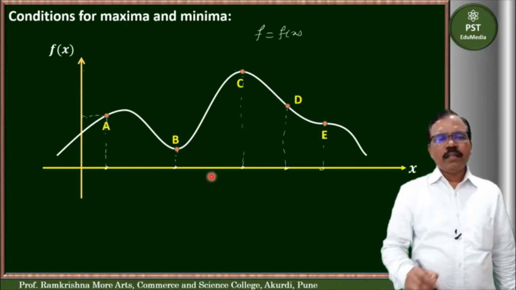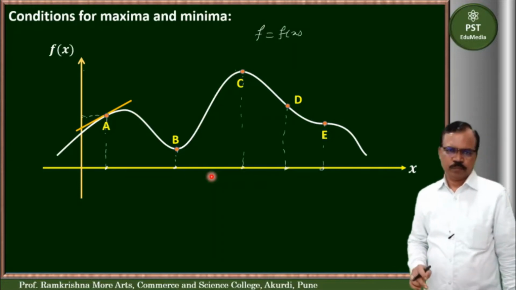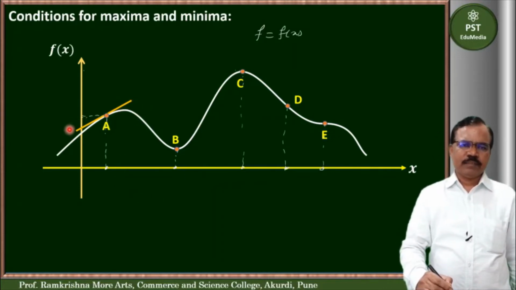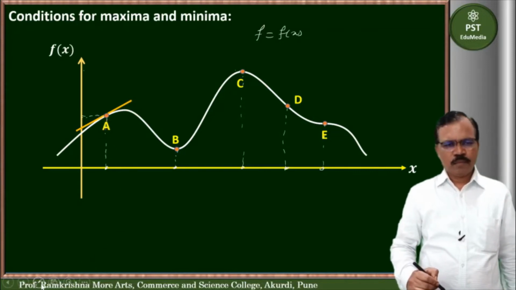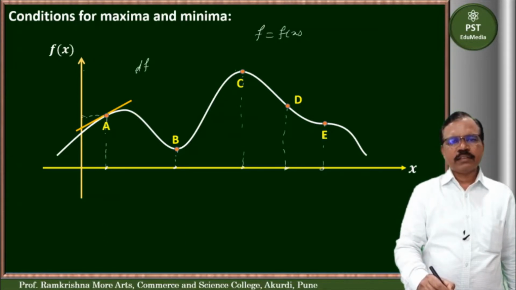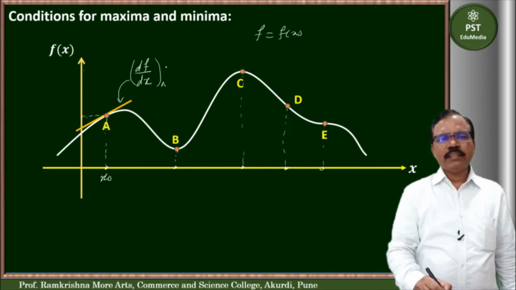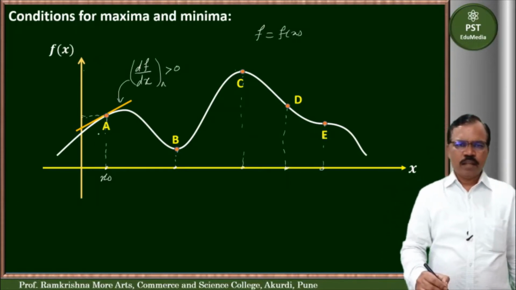Now let us take point A and draw a tangent at that point. Now if we see, the tangent is a straight line, and at point A the tangent has some slope. So what is that slope? If we take df by dx, that is the slope of the tangent at point A, corresponding to suppose x0. Now here the slope of the tangent is greater than 0, meaning the function is increasing.